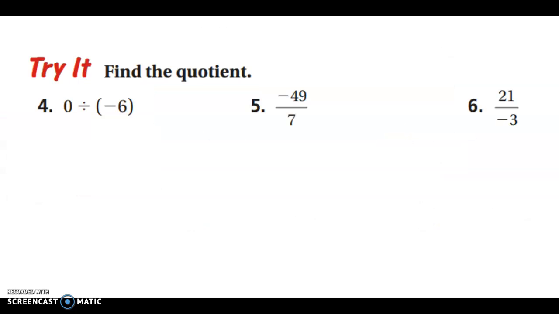So let's find these quotients. 0 divided by negative 6. 0 divided by anything is going to give us 0. Negative 49 divided by 7. One of the integers has a negative sign, so they're different. So it's going to be a negative quotient, negative 7. And then our last one, 21 divided by negative 3. One of our integers has a negative number. 21 divided by 3, 7. So I have negative 7.